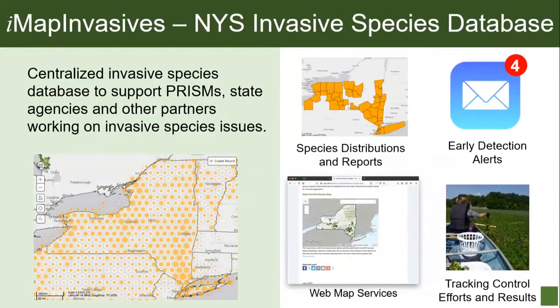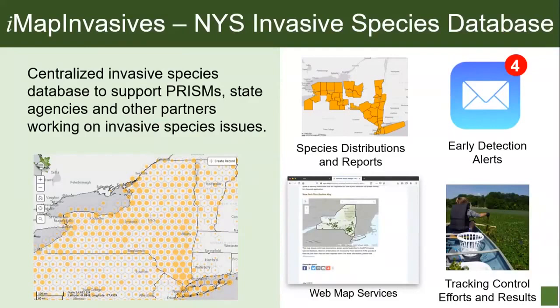iMapInvasives is an invasive species database used by several jurisdictions across North America. In New York State, it's the centralized invasive species database to support PRISMs, which are Partnerships for Regional Invasive Species Management, state agencies, and other partners working on invasive species issues, including anyone listening to this training today.